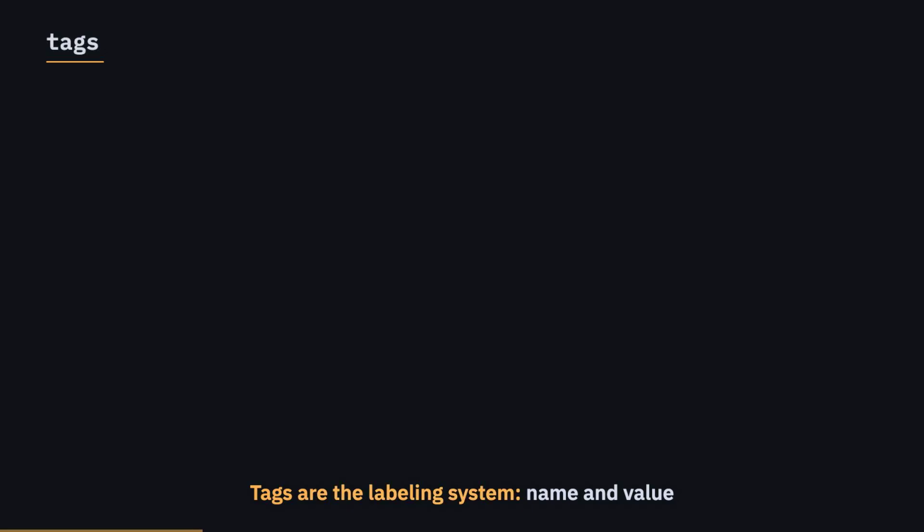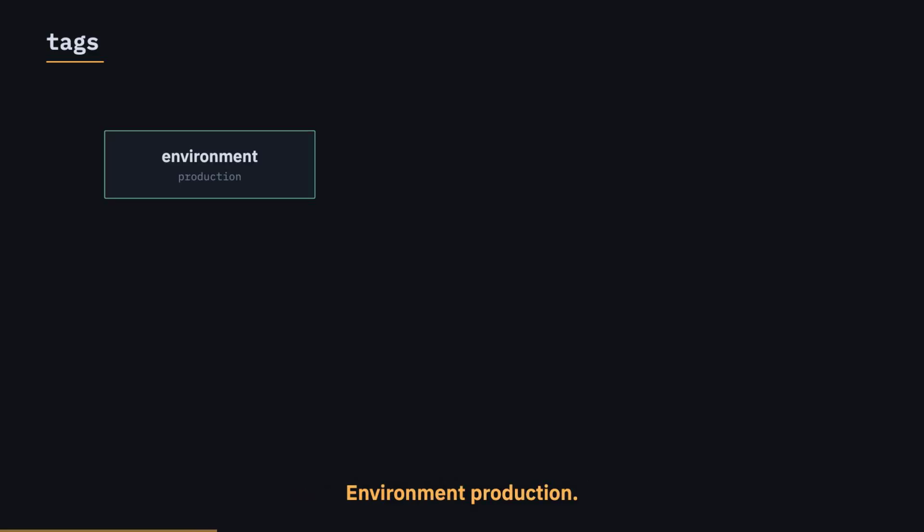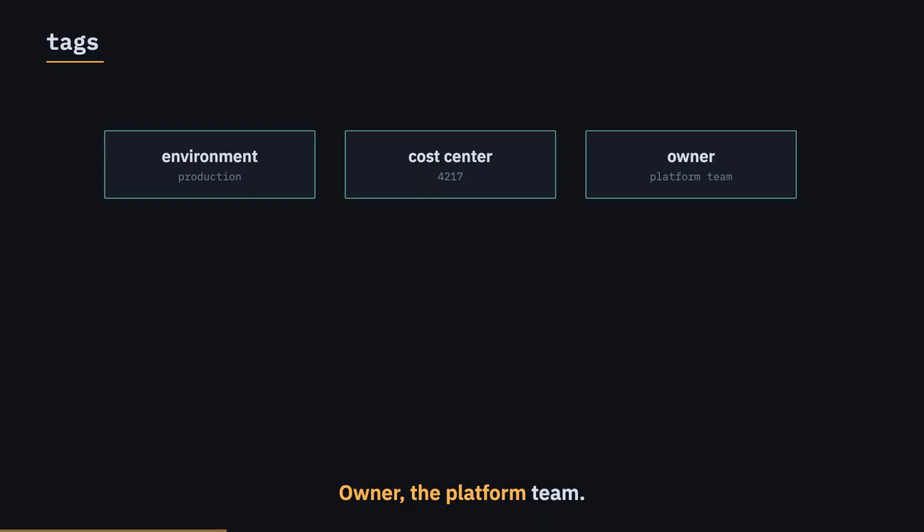Tags are the labeling system. Name and value pairs you stick on resources, resource groups, and subscriptions. Environment production. Cost center 4217. Owner, the platform team. They exist because your subscription will eventually hold thousands of resources, and questions like which department is spending this money have to be answerable by machine. Cost reports can group and filter by tag, which is why the finance-flavored questions on the exam almost always end in tags.